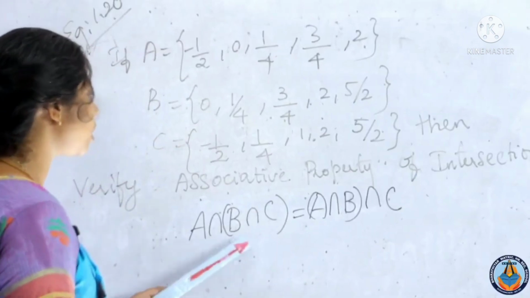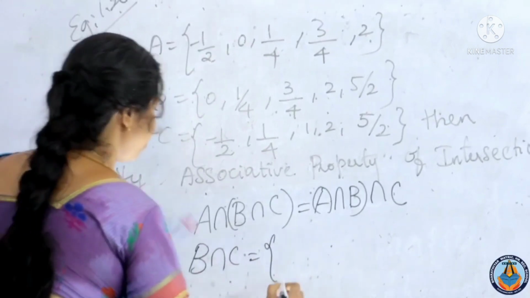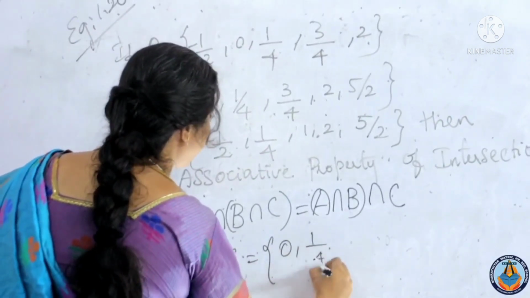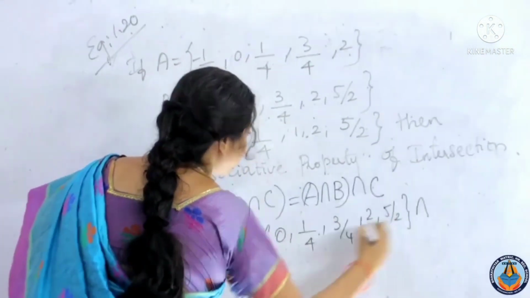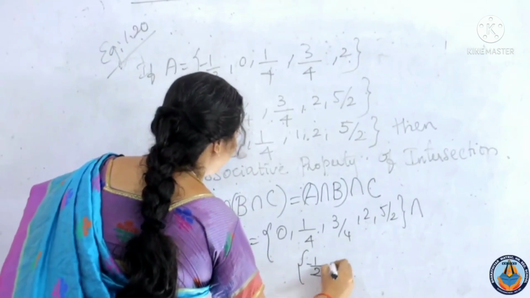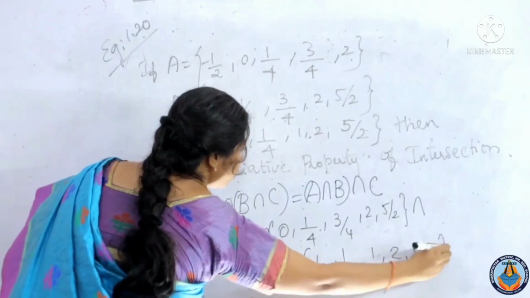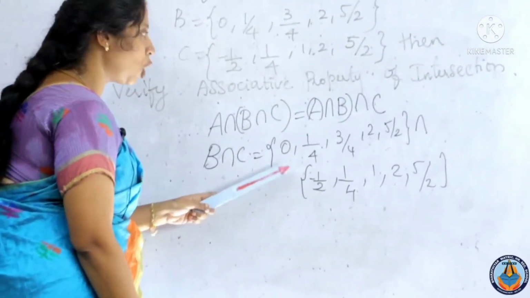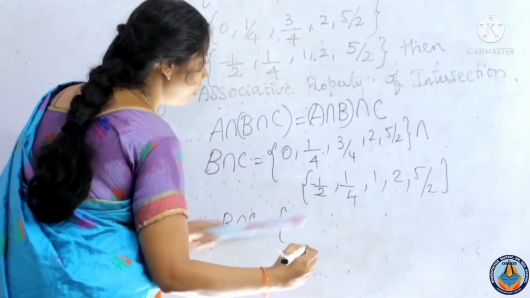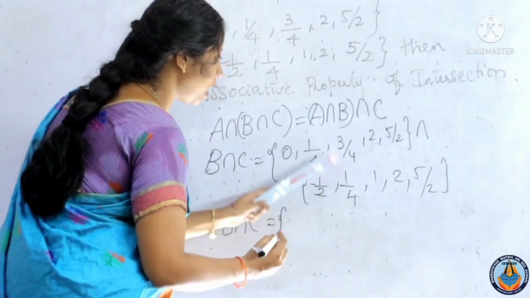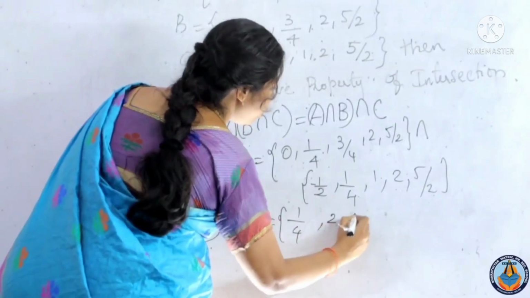For this, first solve the brackets. B intersection C is equal to 0, 1/4, 3/4, 2, 5/2 intersection -1/2, 1/4, 1, 2, 5/2. You have to write the common elements. B intersection C is equal to, what are the common elements here? 1/4, 2, 5/2.